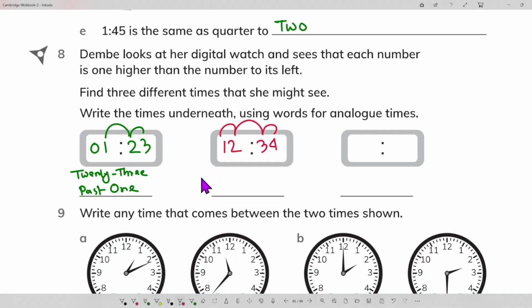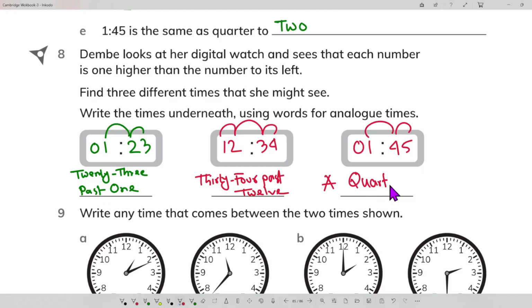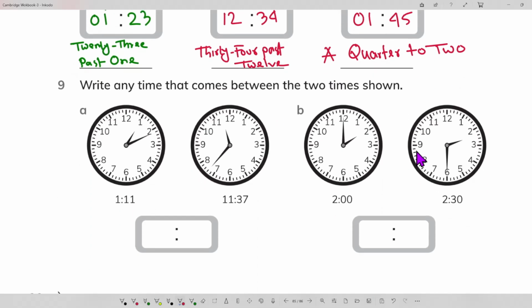So this one is 34 past 12, right? And same thing, like 1:45. 5 is higher than 4 and 4 is higher than 1. So this one we can write as a quarter to 2.